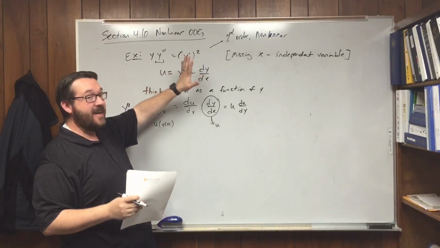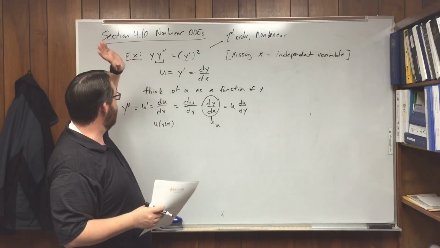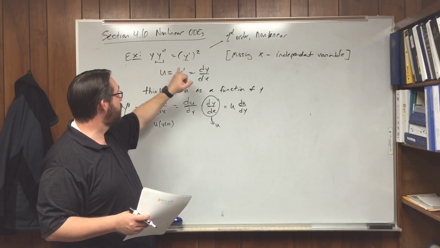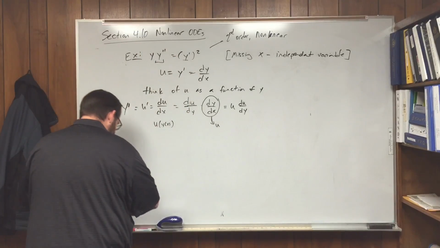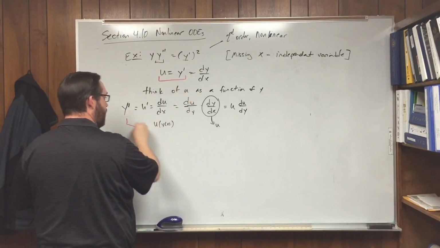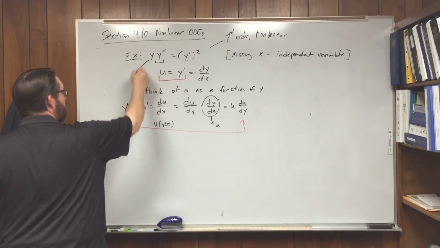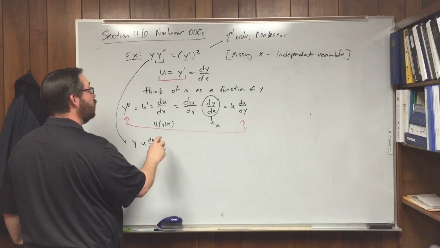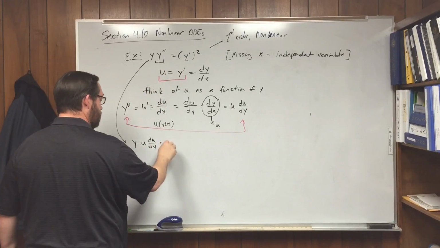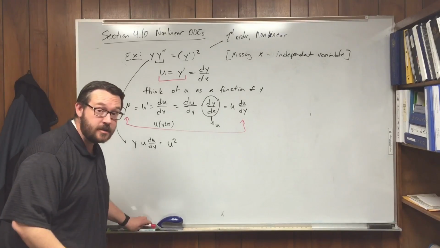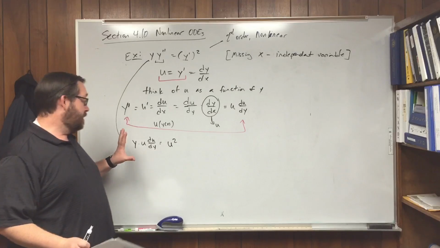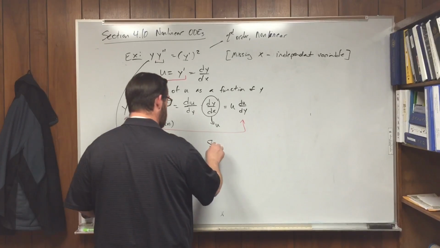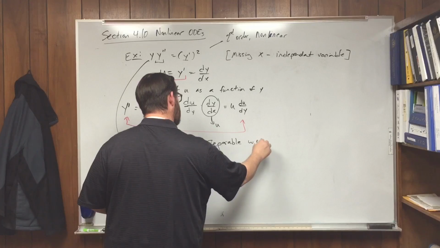Notice now, since the only things I have up here are y's, y primes, and y double primes, I can replace all the y double primes with u du dy, and I can replace the y prime with u. The result now is if I substitute this and this into this differential equation here, what I end up with is y times u du dy equals y prime squared, which is u squared. Notice there again, there's no x's. So I can now treat this as a differential equation of u as a function of y. I'm going to solve this for u, recognizing that this is now separable with respect to u and y.